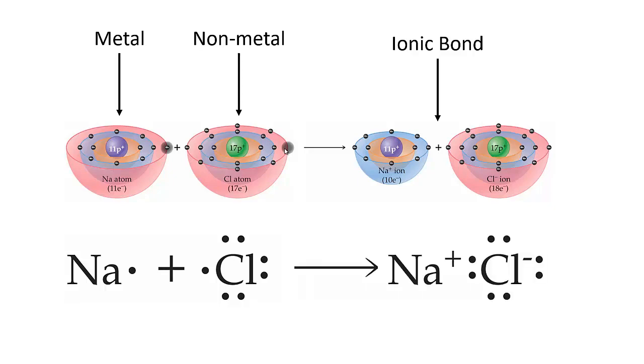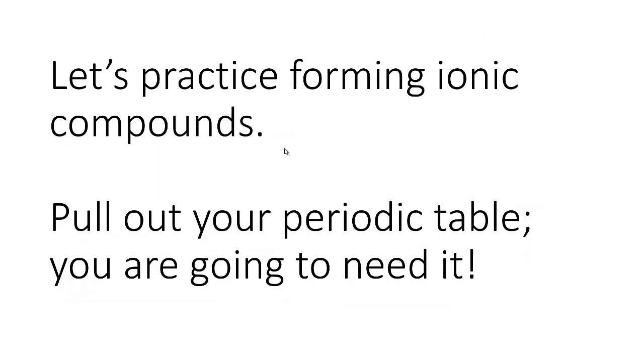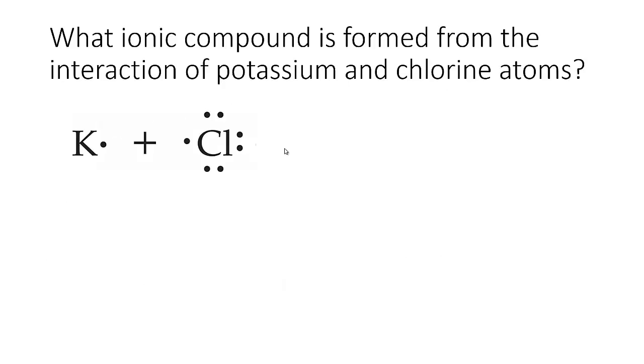And here we can write the Lewis structures for the ions that are produced. So let's practice doing this. Let's form these ionic compounds together. Do pull out your periodic table because we are going to need that a whole lot. My first question for you, what ionic compound is formed from the interaction of potassium and chlorine atoms?